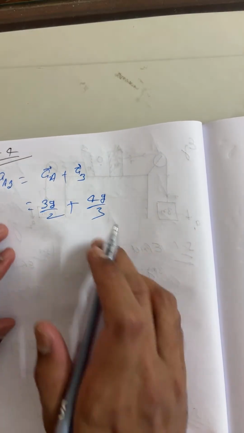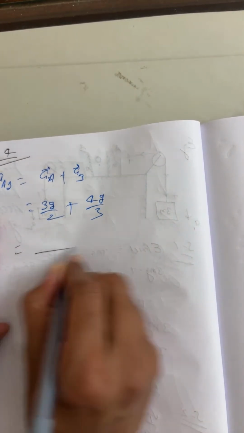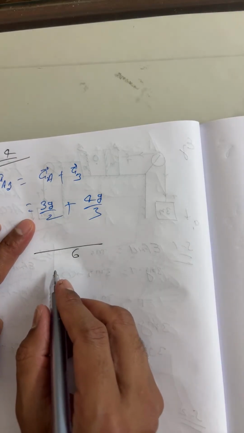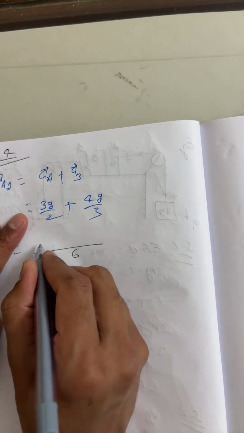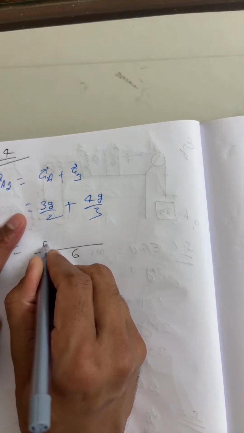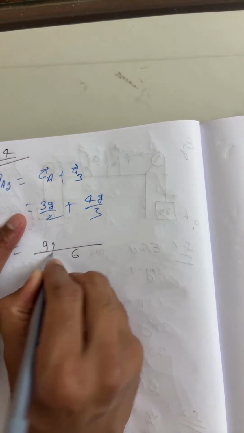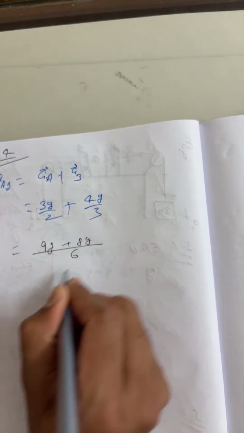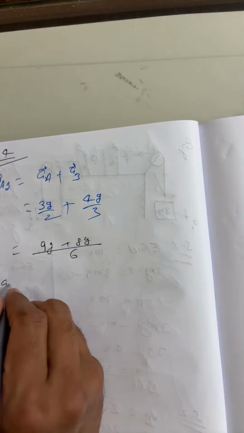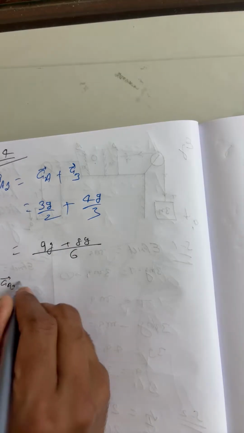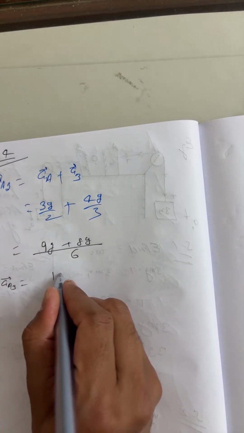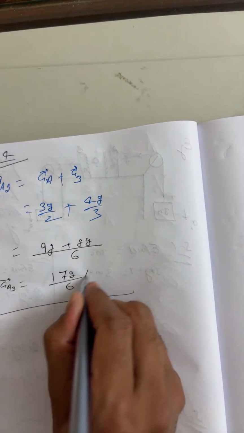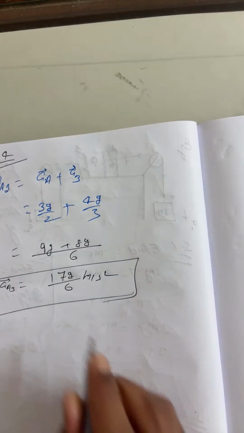So finally, 3 sixes are 6, 2 threes are 6, 3 threes are 9, so this is 9g plus 8g. So the acceleration of the image is 17g by 6 meters per second squared.